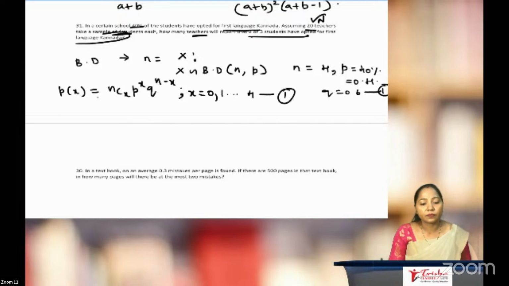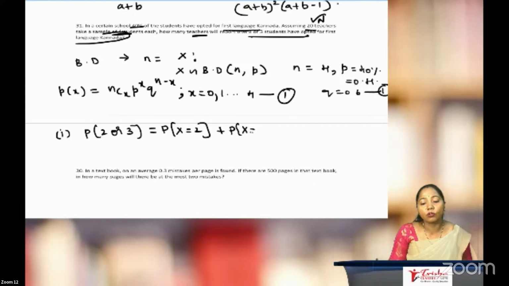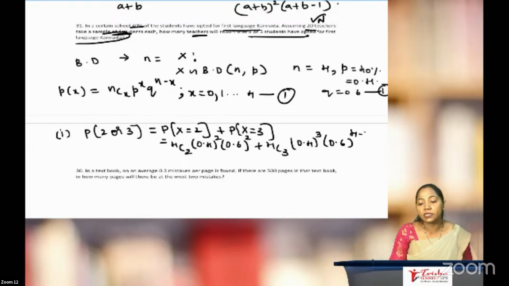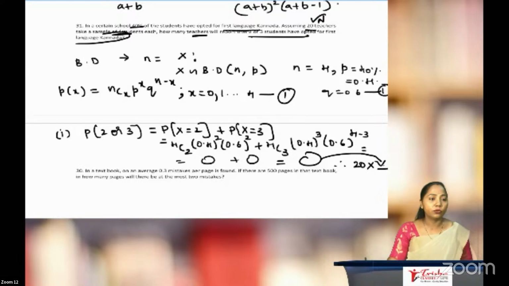Then the probability. So 2 or 3 have opted for first language Kannada. It is binomial distribution. 2 or 3 means X is equal to 2 plus X is equal to 3. Use the mass function: 4C2, 0.4 to the power 2, 0.6 to the power 4 minus 2 is 2, plus 4C3, 0.4 to the power 3, 0.6 to the power 4 minus 3. Find the answer. Then find the number of teachers who will report that 2 or 3 students have opted for first language Kannada: multiply that probability by 20, and you will get the answer.